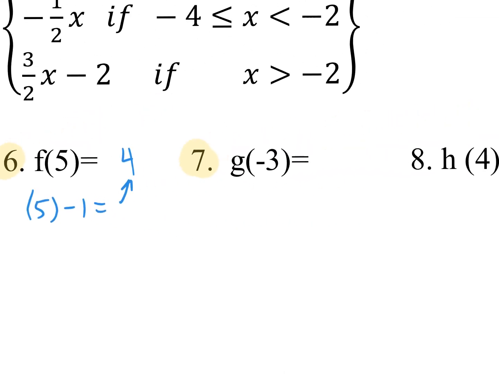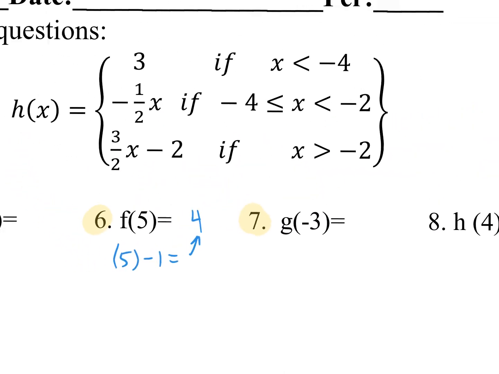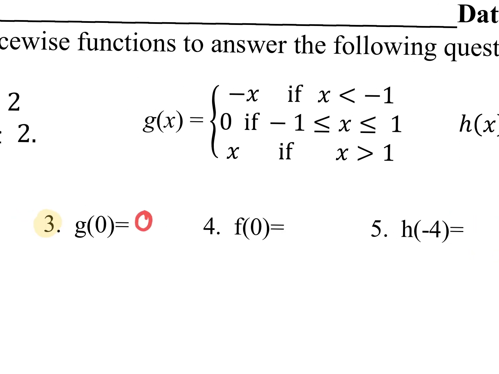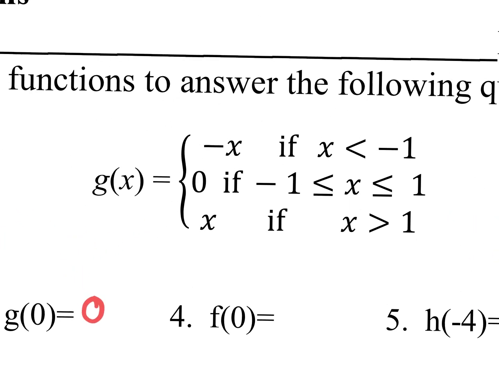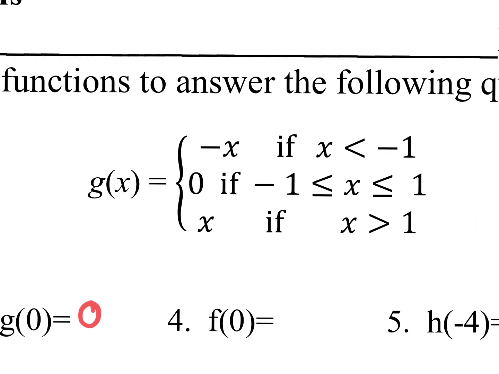Let's take a look at number 7, g of -3. I'm just going to rewrite it right here so we don't have to move back and forth. G of -3. So I need to plug in -3. Where am I going to plug in -3? Into the first one, the top one, right? When I plug it in, what will my answer be?